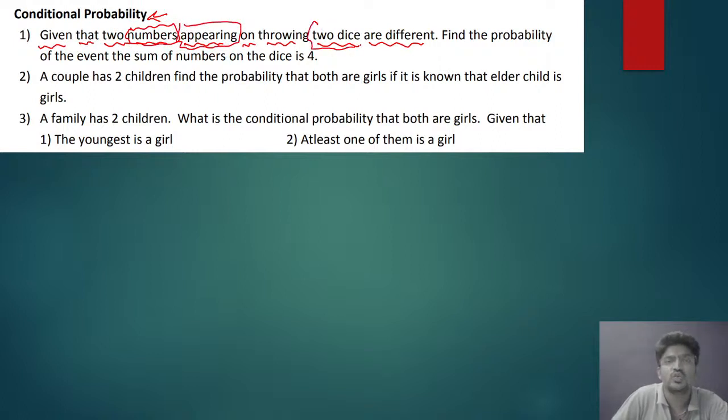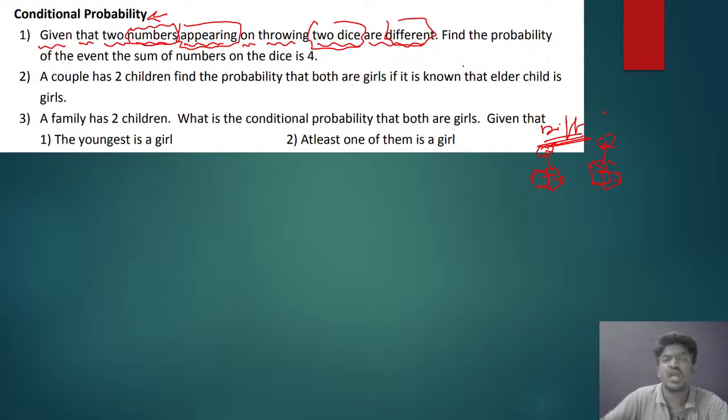Given that the two numbers appearing on the two dice are different. That means I have rolled two dice here, and the number I get on the first dice and the number I get on the second dice are different. Very good. The total number of sample spaces is 36.